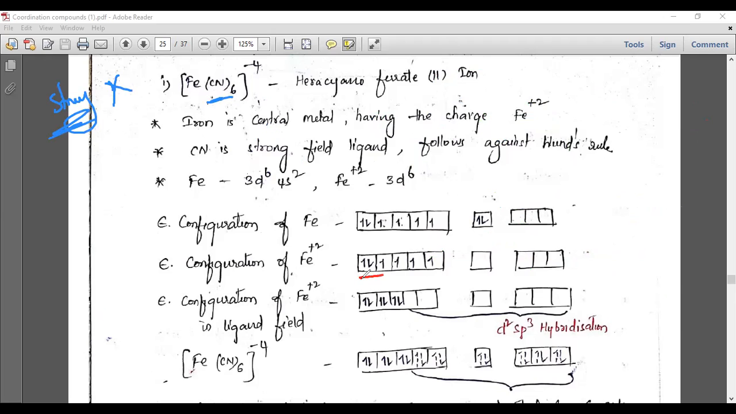Here, how many electrons are there? 1 2 3 4 5 6. The 4s2 is gone, because 2 electrons are removed out, so the remaining will be 3d6. If Hund's rule is followed, we write it like this, according to Hund's rule. But it is a strong field ligand, so it doesn't follow Hund's rule. The 6 electrons fill together in the lower orbitals, 1 2 3 4 5 6. If Hund's rule were followed, they would fill 1 2 3 4 5 and then come back to the first for the 6th. So that is Hund's rule.